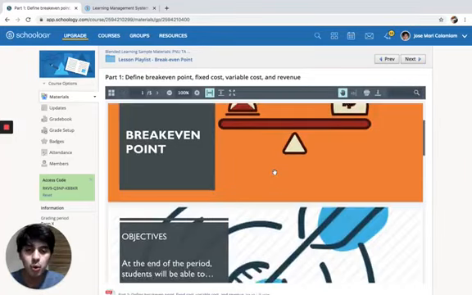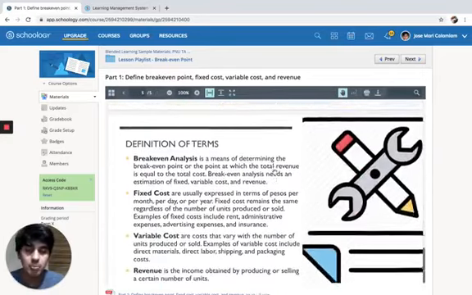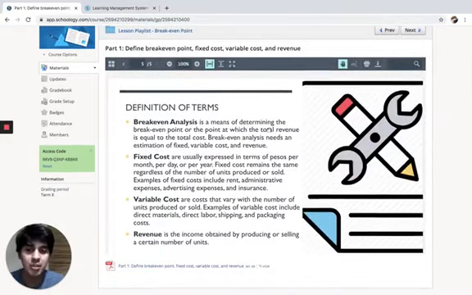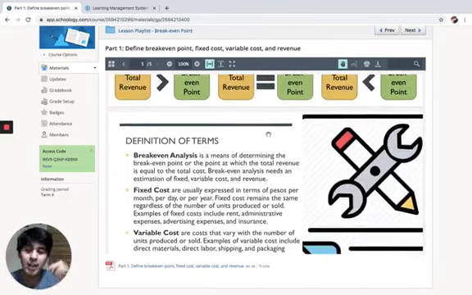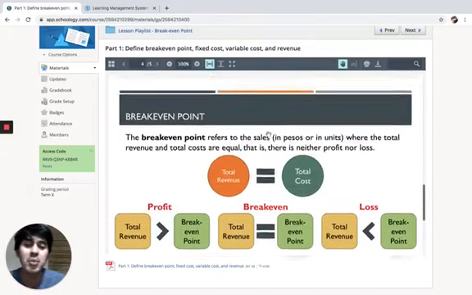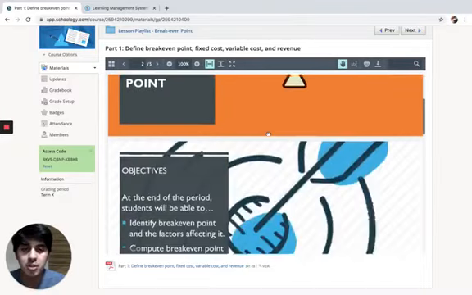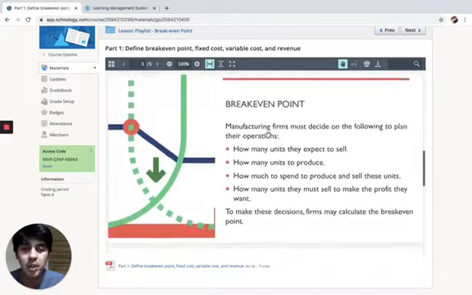So part 1 includes definitions. In this lesson, you cannot have a formula for break-even point without identifying the important terms or the variables that you will use in break-even point. These are just definitions and concepts for break-even point.